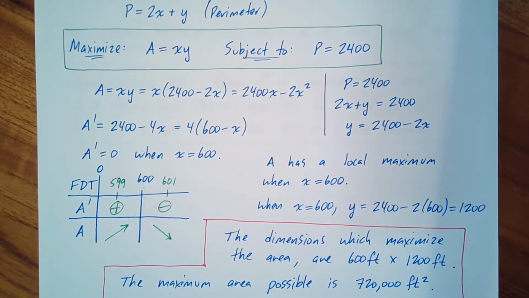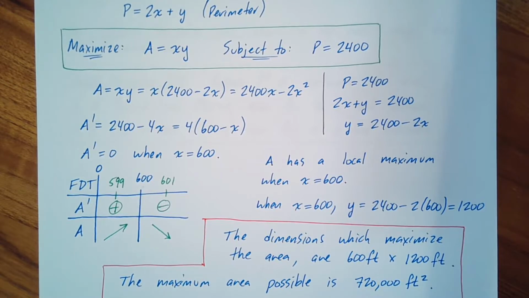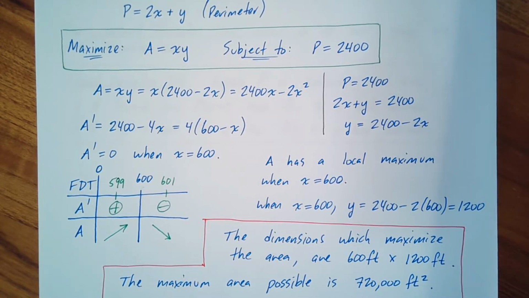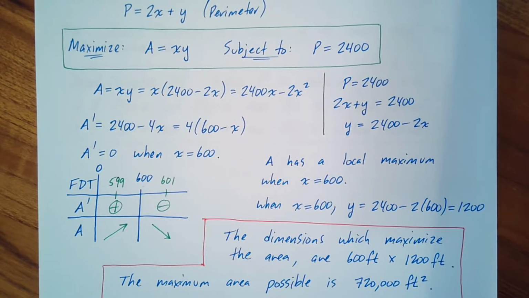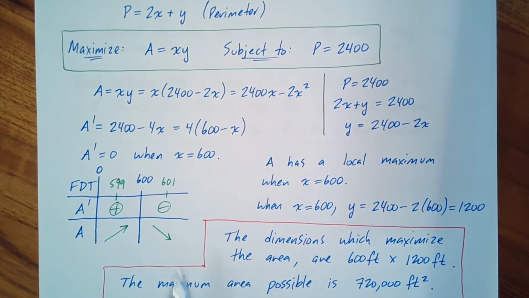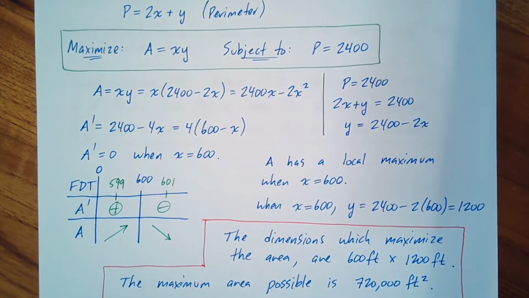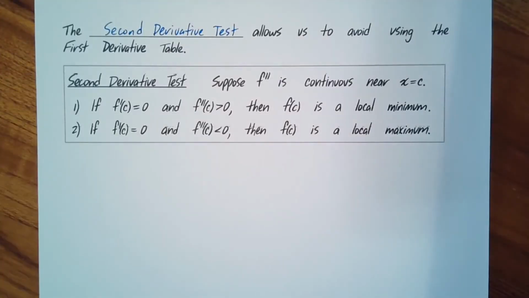And it was actually the first derivative test that allows us to jump to the conclusion now that based on our analysis in this table, we can conclude that x equals 600 is the location of a local maximum. That's the first derivative test that allows us to do that. Now, what the second derivative test allows us to do is avoid drawing this table. Okay, and under certain circumstances. It doesn't always work, but sometimes it will allow you to avoid using that table.